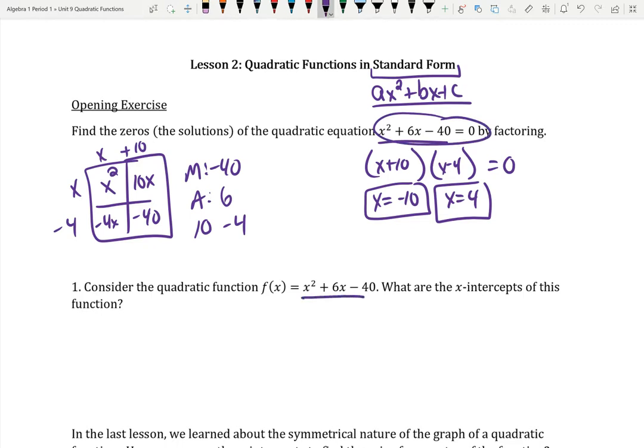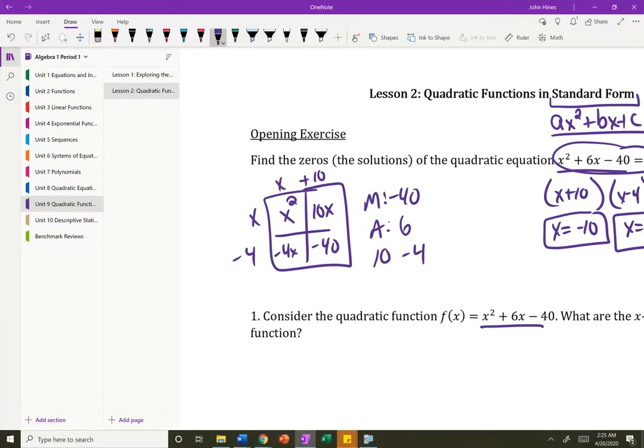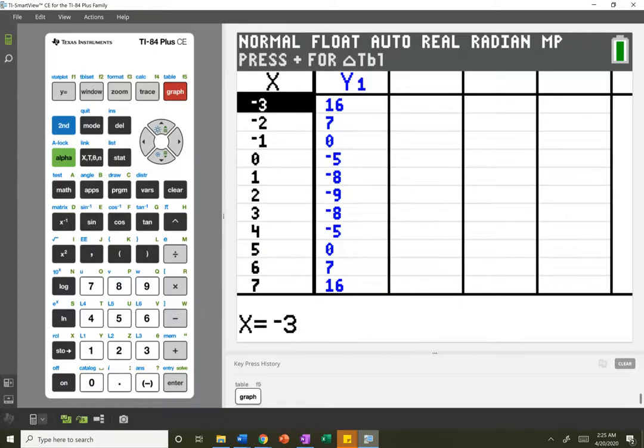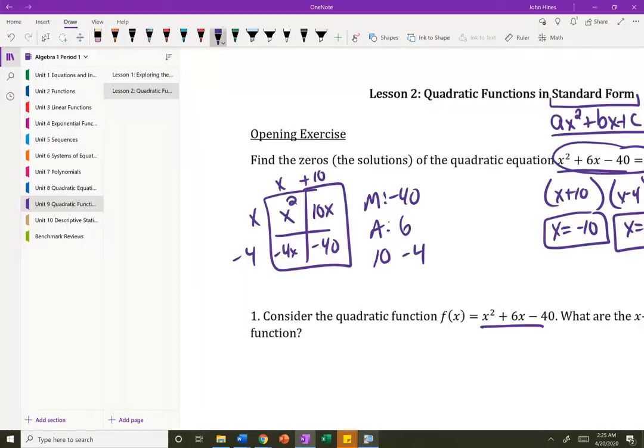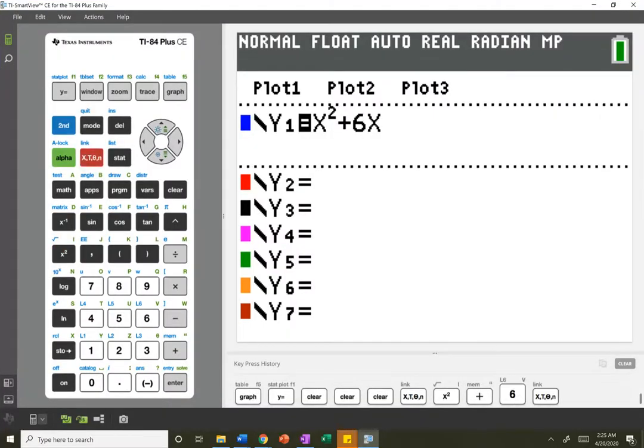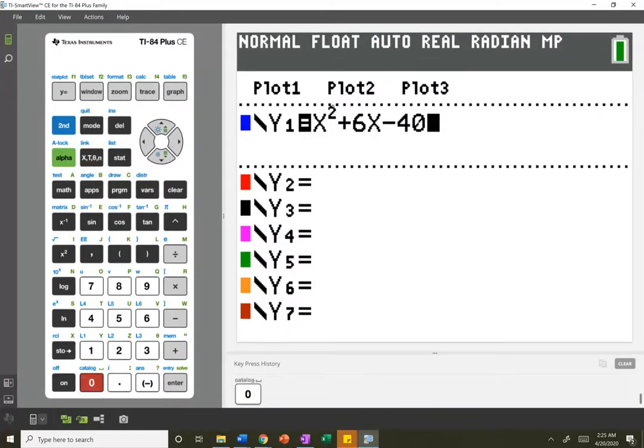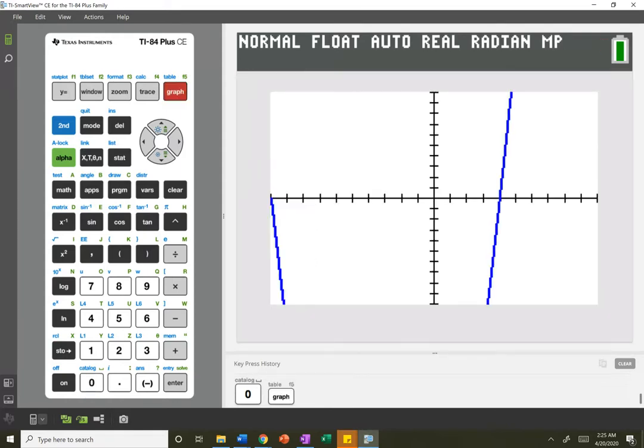So let's graph that trinomial, x squared plus 6x minus 40. Let's go to y equals on our calculator. Grab that out. x squared plus 6x minus 40. And it should be a parabola. How do I know it's a parabola? It's got that x squared term. I don't see the full parabola because it's zoomed in too much, but it's on the graph there. It goes up and down and forms that nice U shape.